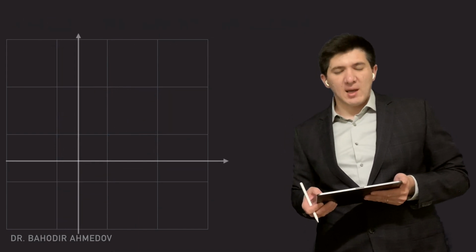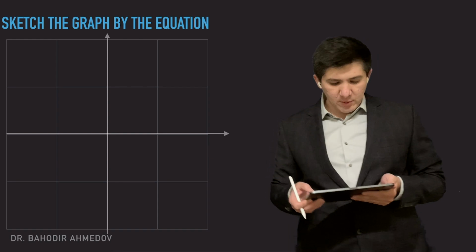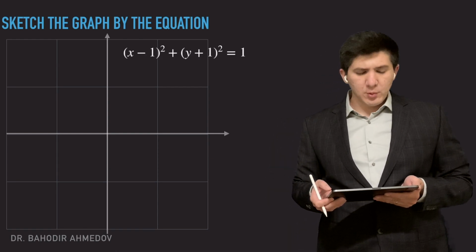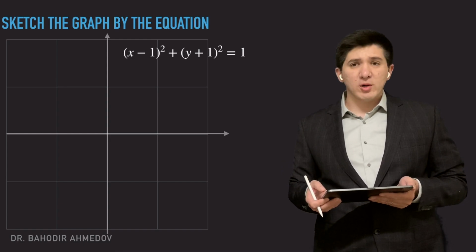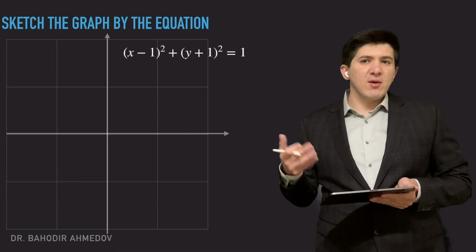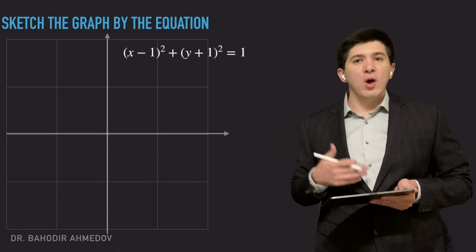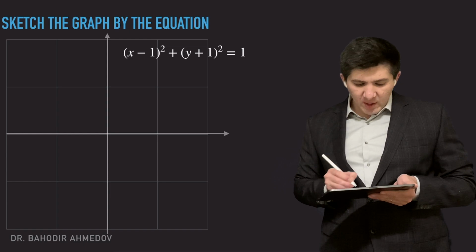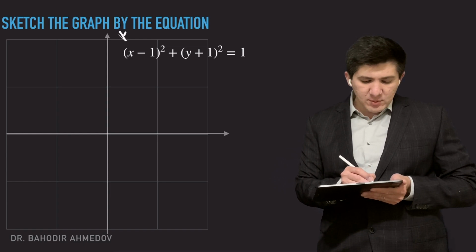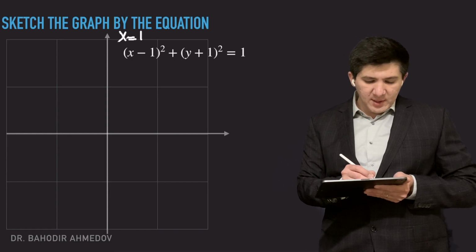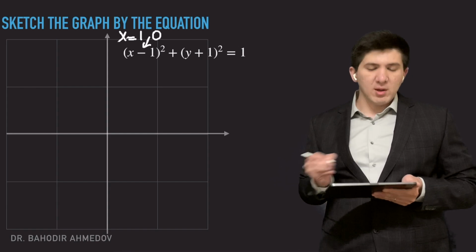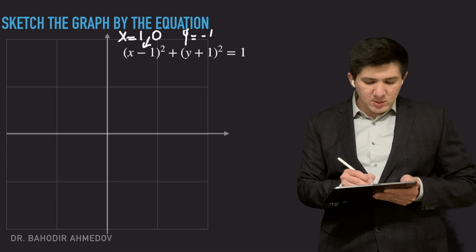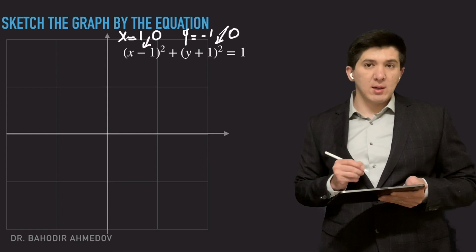So let's do an example. Let's say we are given this equation: x minus 1 in the square plus y plus 1 in the square is equal to 1. Again, if I would ask you to tell me first of all what is the center of a circle, you need to choose the values for x. If x would be equal to 1, then this bracket would be equal to 0, right? And if y would be equal to minus 1, then this bracket would be equal to 0.